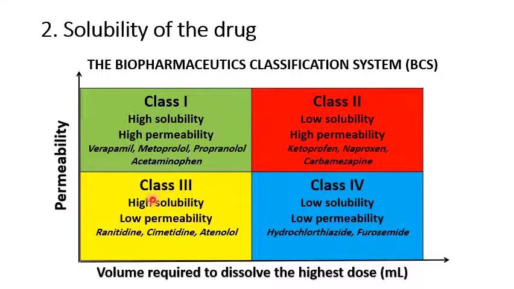Class 3 drugs have high solubility but low permeability. Examples of these drugs include ranitidine, cimetidine, and atenolol. Class 4 drugs have a problem in solubility and permeability. Examples of these drugs are hydrochlorothiazide and furosemide.